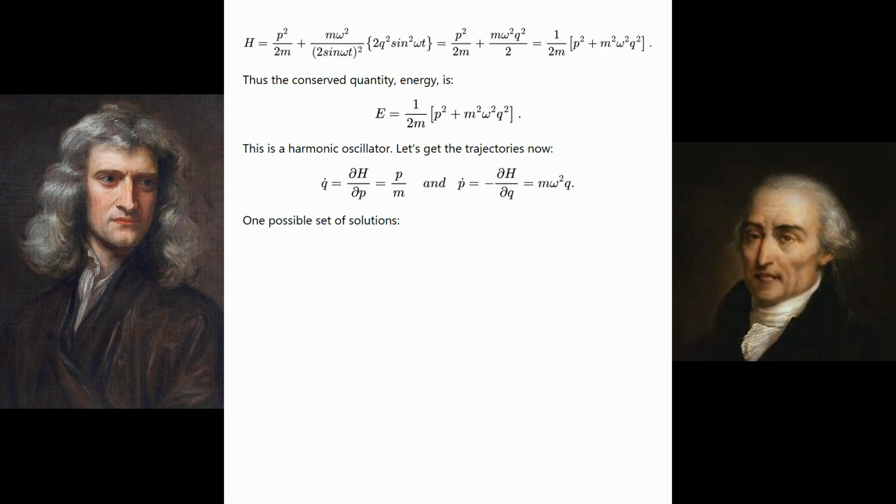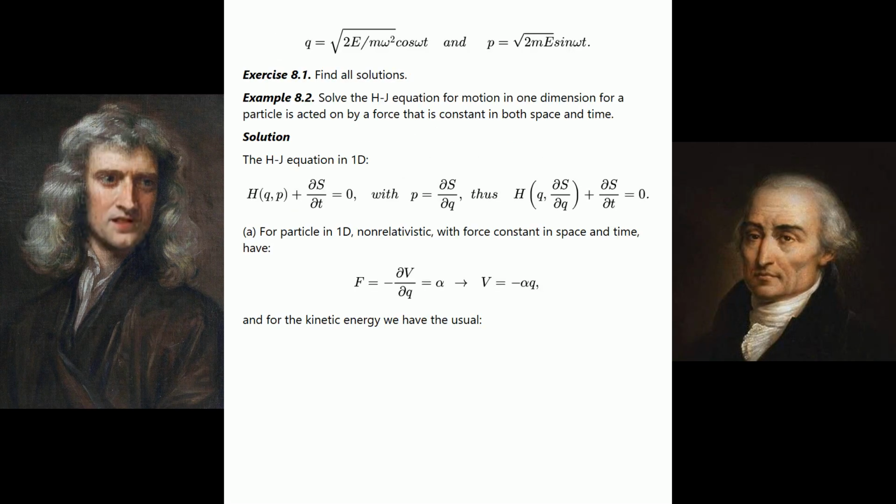Let's get the trajectories now. See the next equation. One possible set of solutions, see the equation shown. Exercise 8.1. Find all solutions. Example 8.2. Solve the HJ equation for motion in one dimension for a particle that is acted on by a force that is constant in both space and time.